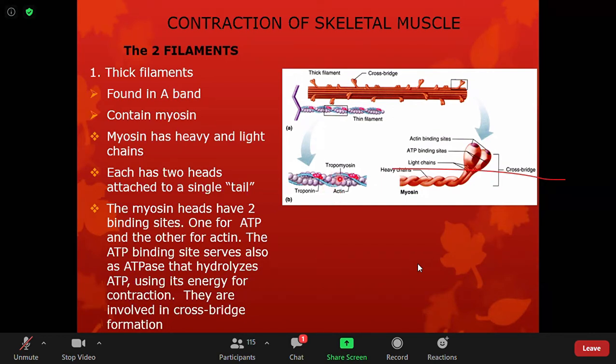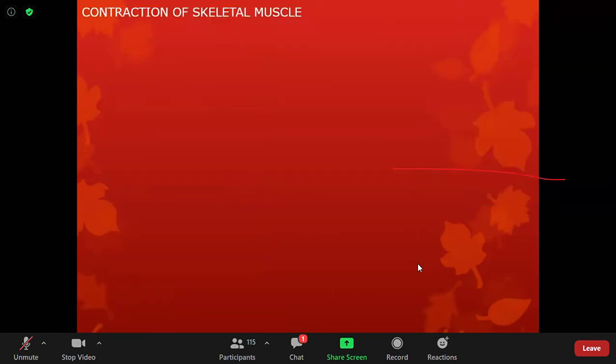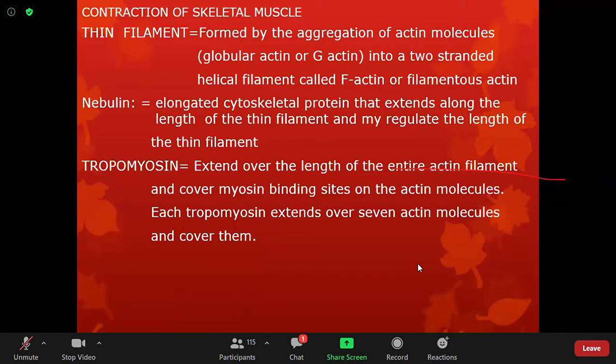This is your troponin. It covers your actin. And then you have your tropomyosin, which covers the actin. And then you have your troponin. You have three kinds of troponin here. We'll try to see. The thin filament is formed by the aggregation of actin molecules, globular actin or G-actin, into a two-stranded helical filament called F-actin or the filamentous actin.